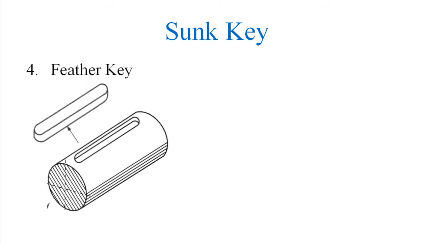Now we will see the fourth type, the feather key. In the diagram we can see the feather key. A feather key is a parallel key which is fixed either to the shaft or to the hub to permit relative motion or relative movement between them. It is a particular type of sunk key having uniform width and height. There are a number of methods to fix the key to the shaft or hub of the mating machine part.